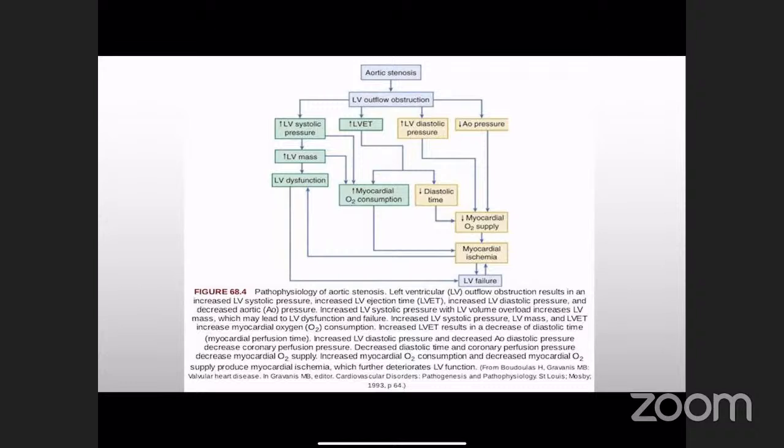When the left ventricular ejection time increases, there will be a decrease in the diastolic time and an increase in the myocardial demand and consumption, which is eventually leading to myocardial ischemia. When there's an increase in the left ventricular diastolic pressure and a decrease in the aortic pressure, this leads to decreased myocardial supply, eventually leading to myocardial ischemia, and when the myocardial ischemia occurs, it leads to left ventricular dysfunction and eventually ends with left ventricular failure.